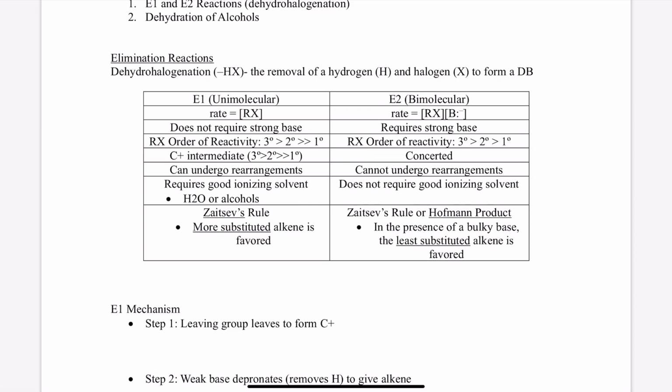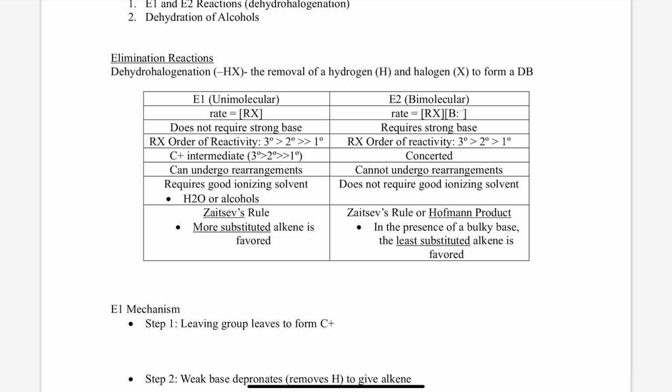Now looking at the order of reactivity for our alkyl halides. For E1 reactions, tertiary and secondary alkyl halides will be favored. Tertiary will undergo E1 reactions the quickest, whereas secondary alkyl halides will moderately undergo E1 reactions. However, primary alkyl halides cannot undergo an E1 reaction. However, E2 reactions can undergo tertiary, secondary, and primary alkyl halides, and it can still undergo an E2 reaction.